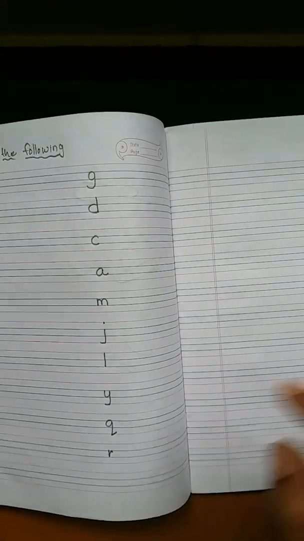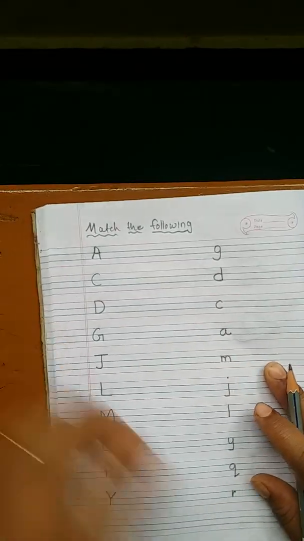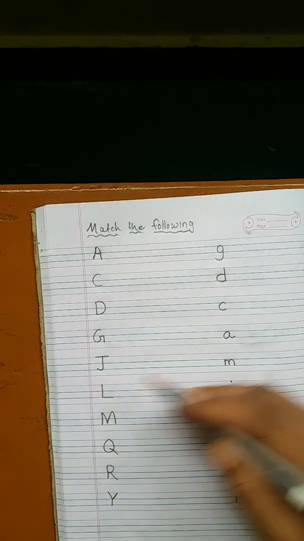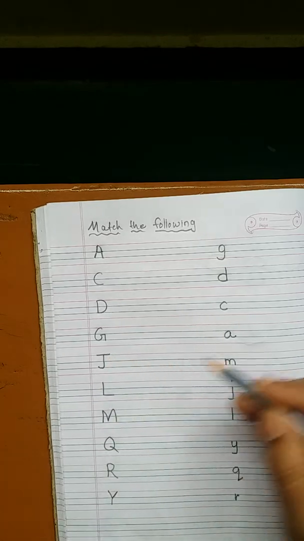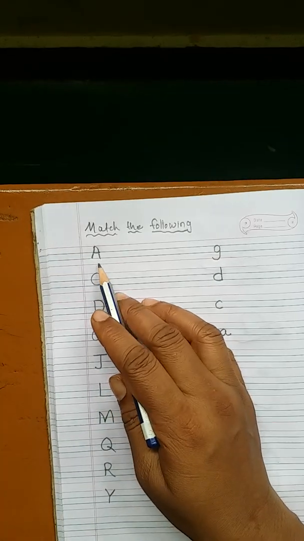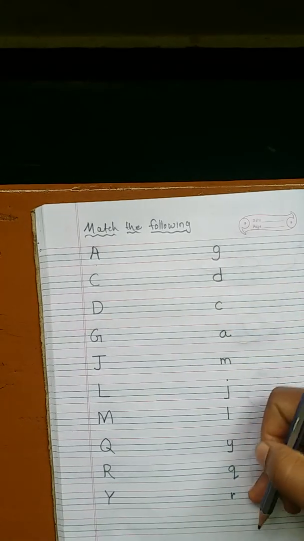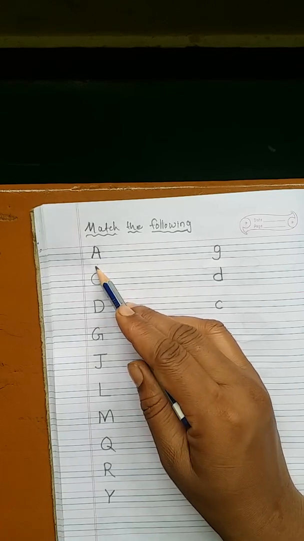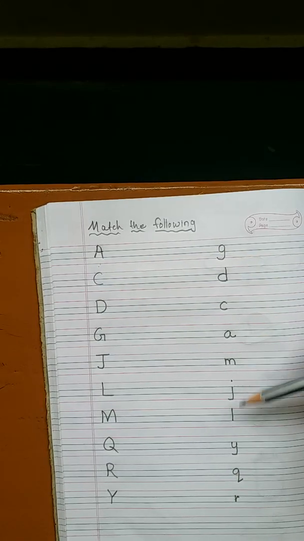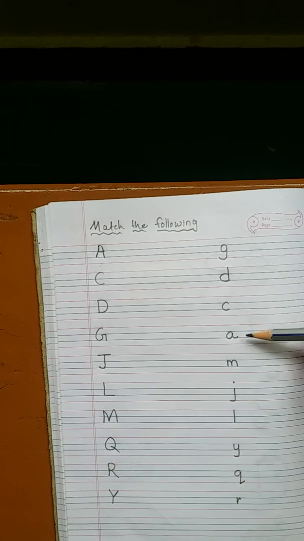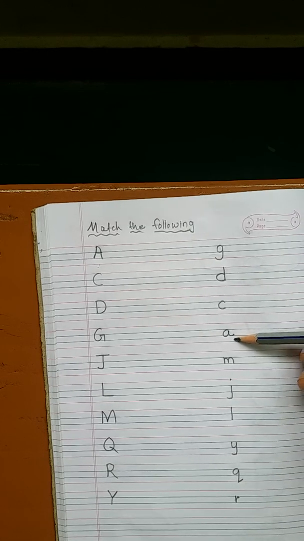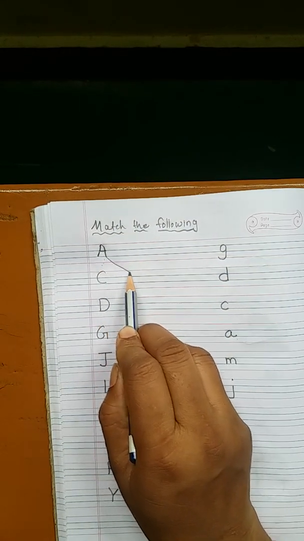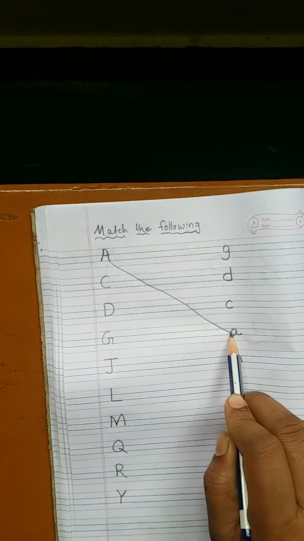Okay, now here we will do one exercise. Here are small letters and capital letters. These are capital letters and these are small letters. We have to match capital letter with small letter. Here capital letter A, we have to find out where is small letter A. So see, this is capital letter A. Now search this side, where is small letter A. Here small letter A is there. So we have to match it. Now draw one line.